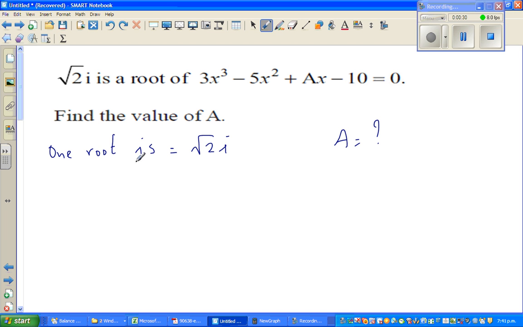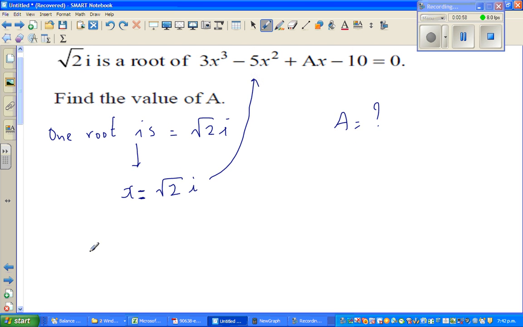Now what does this mean? This means x is equal to root 2i. So whenever they say a root is this, that means that x is equal to root 2i. Okay, so what I'm going to do is put this in this equation. If they're telling us one value of x is root 2i, I can put x as root 2i.